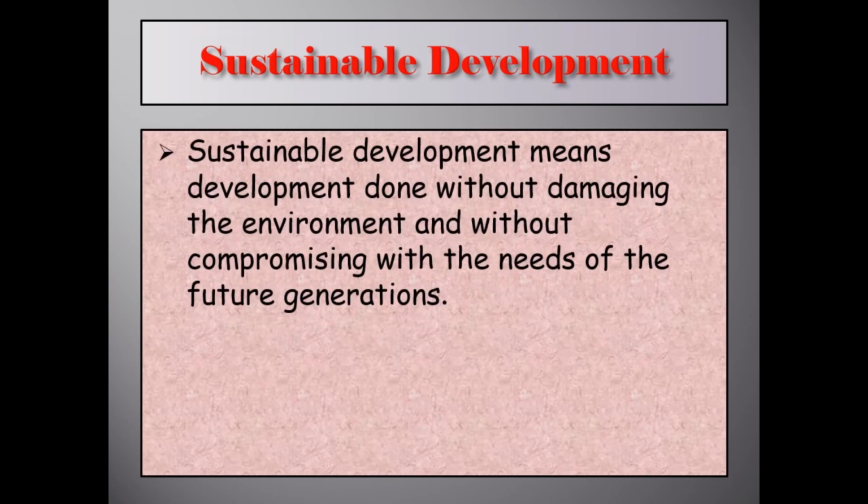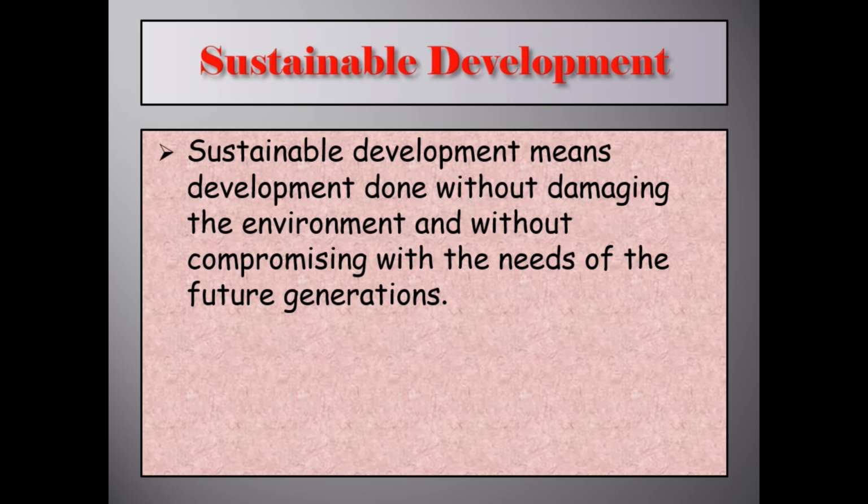The last topic, very much important, sustainable development. Sustainable development, what is it? Let's know. Sustainable development means development done without damaging the environment and without compromising with the needs of the future generation. As the definition given here, it means development which is done without damaging the environment and without compromising with the needs of the future generation.